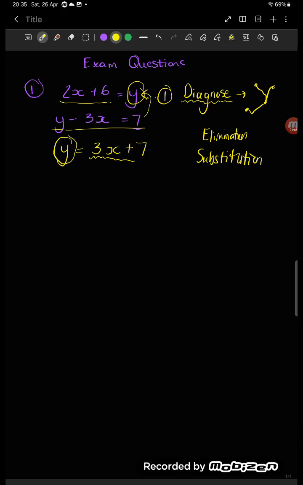I've got 2x plus 6 is y, and I've got 3x plus 7 is y. Guess what? I can make those equations equal to each other, because if they're both equal to y, it means they're both equal to each other. So with our diagnostics, we're going to go 2x plus 6 equals 3x plus 7.